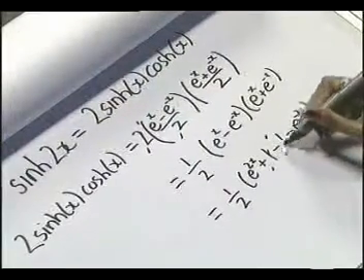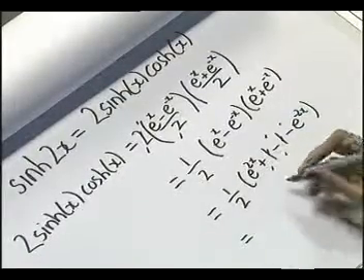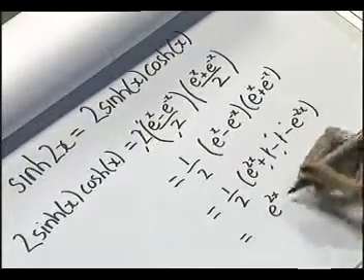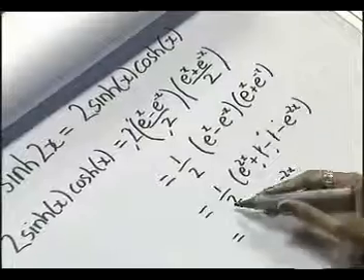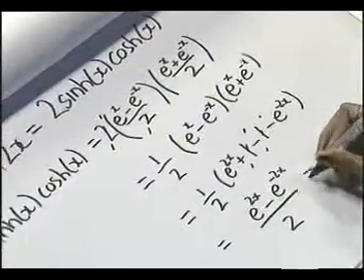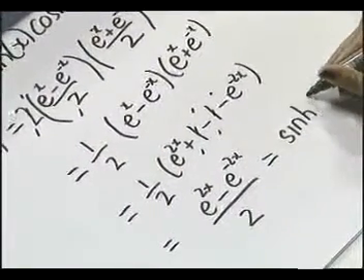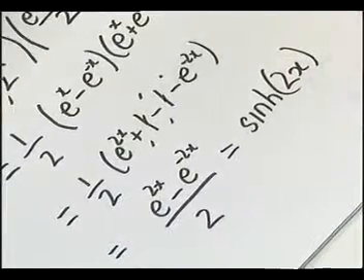So obviously these ones cancel, and we get this bracket here, which was e to the 2x minus e to the minus 2x, all divided by 2. And that is the definition of sinh 2x. So that's the second identity proved.